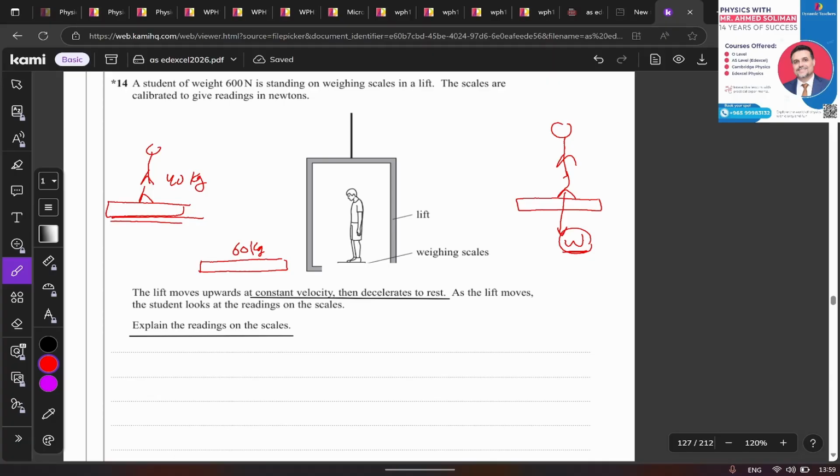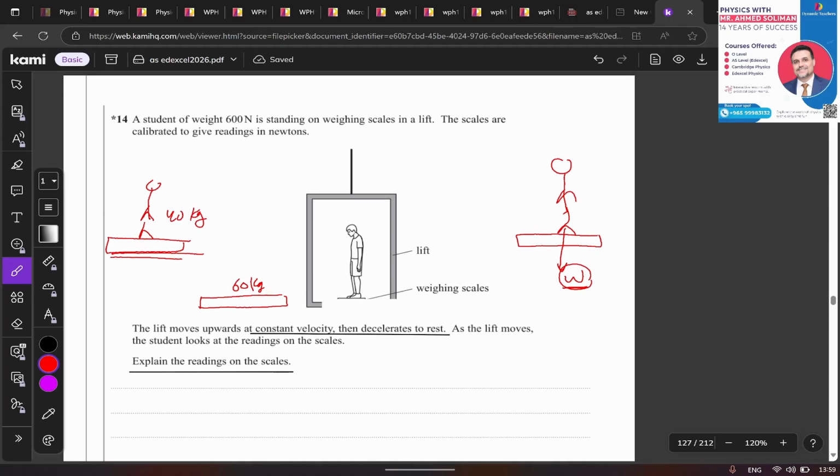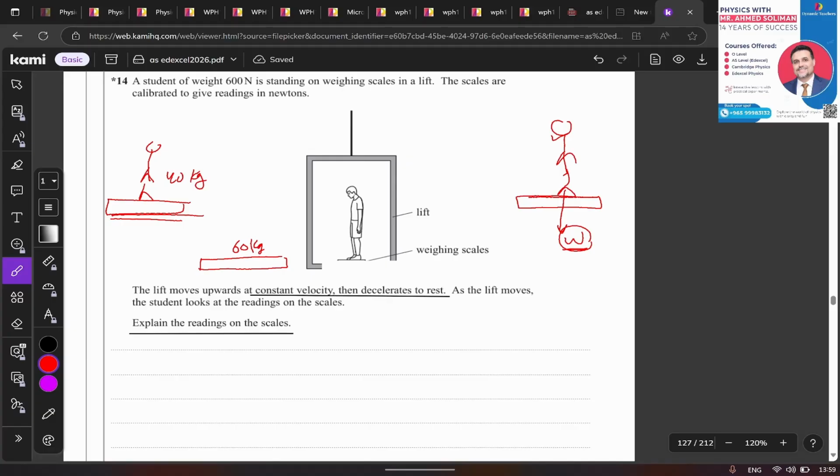Do you know why? Because the reading on the balance is the reaction force from the balance to your body. So we can say the reading of the balance is the force from the balance, or from the lift, on the person. Okay, so this is the first.